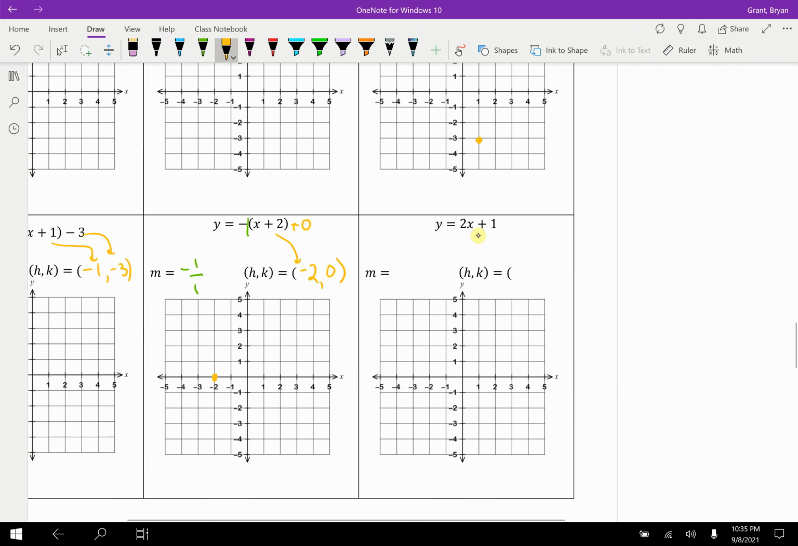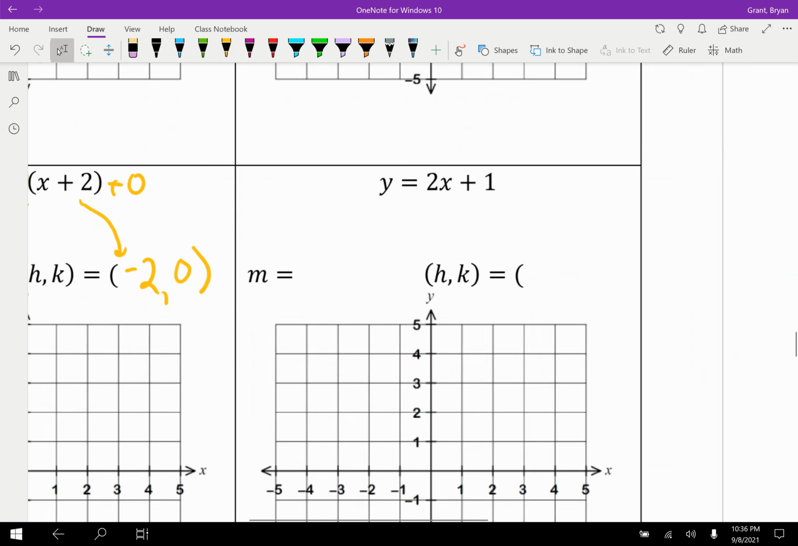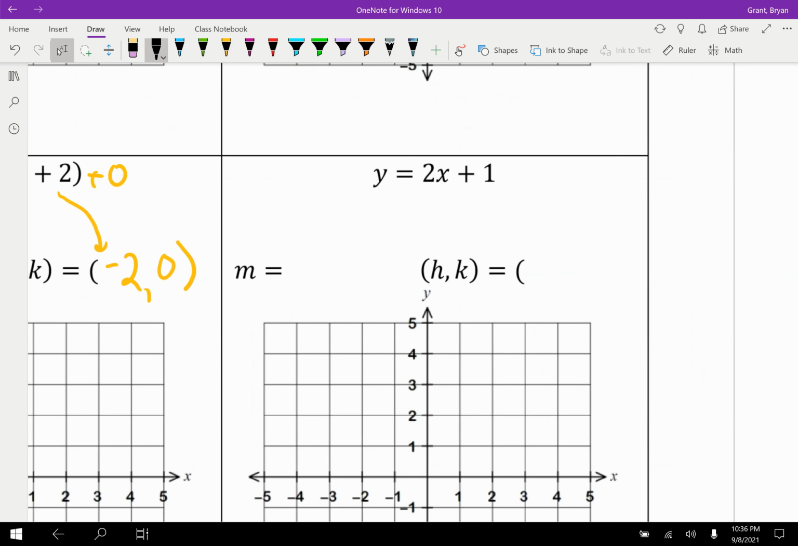And now we get to this last weird one. This last weird one doesn't really seem to be HK form. I'm going to write HK form, we'll write it above it. Y equals m(x minus h) plus k. Well, the m, I bet you can guess, is probably going to be 2, and you are correct. But what's h, what's k? Is this 1 because it's next to the x, the h, or the k? Well, the giveaway is that h is always inside of parentheses. And I don't see any parentheses here.